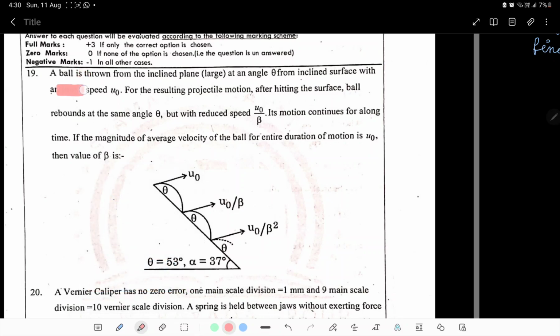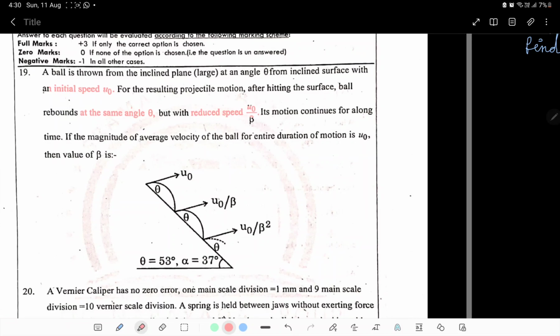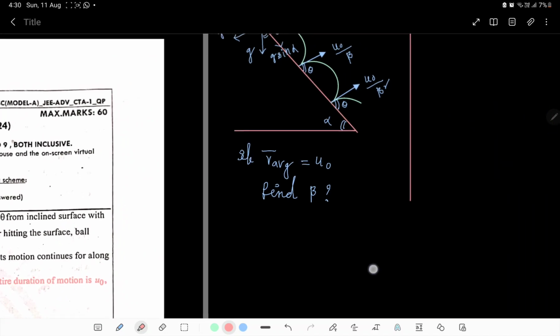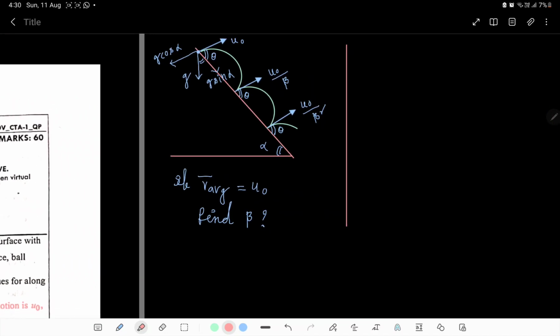So the initial speed is u0, and this theta remains the same for every bounce. When it rebounds, the speed is reduced to u0 by beta. If the average velocity of the ball for the entire duration is u0, we have to calculate beta. So that was the question. The diagram is already drawn, right? So if average velocity is equal to u0, find beta.